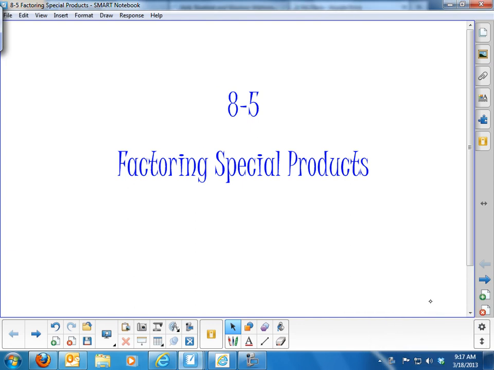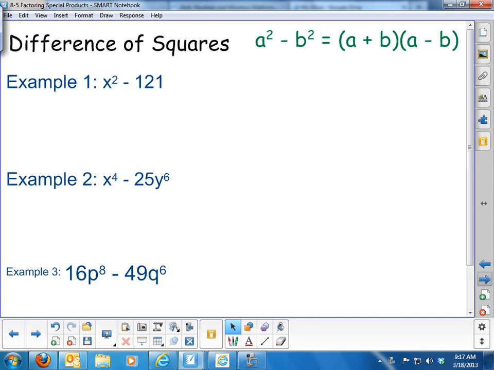Hello, lovely algebra students. Today we're going to talk about factoring special products. So get out your foldable and take some notes so that you can be all ready to go tomorrow for class. All right, so today we're talking about a difference of squares.